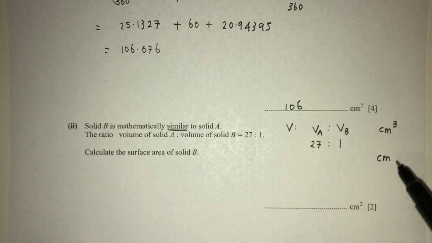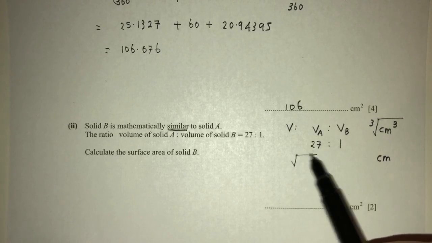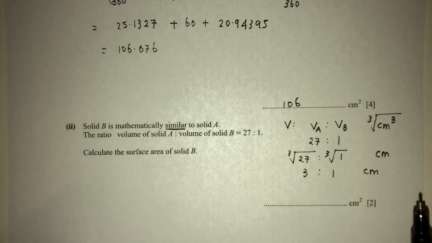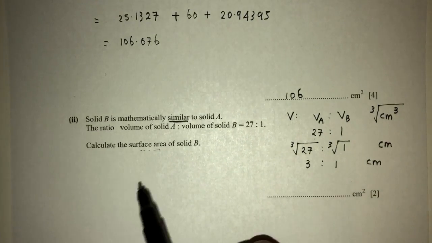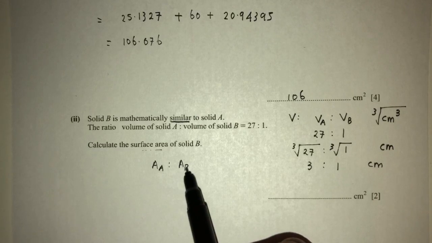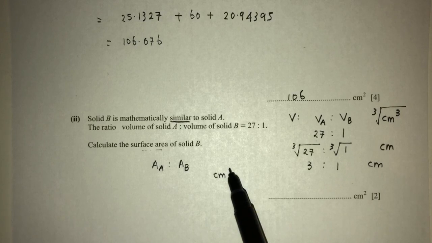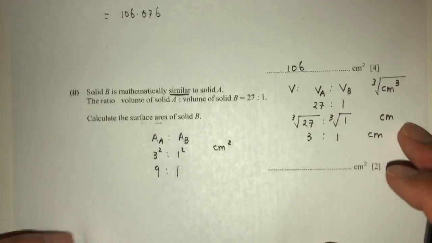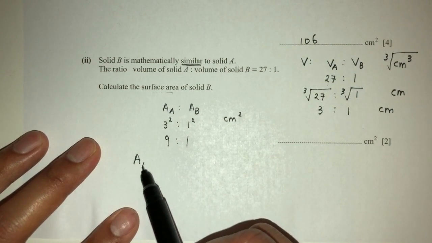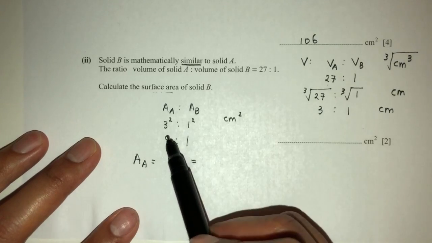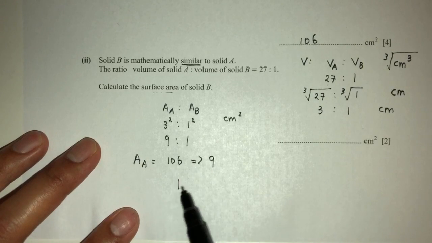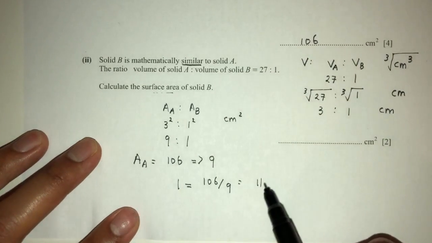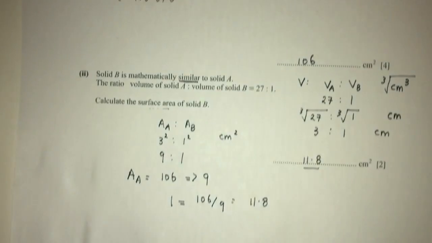To change that to centimeters, we have to apply the cube root. So applying the cube root on 27 and on 1, you will have 3 to 1. This is the ratio of their sides. But again, we are only interested in the surface area. So the ratio of their area will be squared, because area is centimeter squared. So we have to square these two, that will be 9 to 1. Now we have the ratio, we can find the answer, because we know that the area of A was found to be 106 and this was 9. We want to find 1, so 1 will be 106 divided by 9. That should be 11.8. So the surface area will be 11.8, correct to 3 SF.